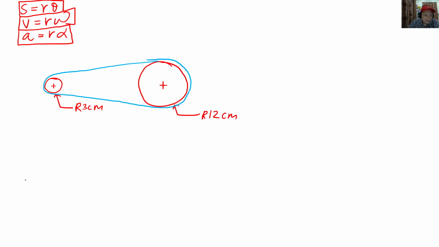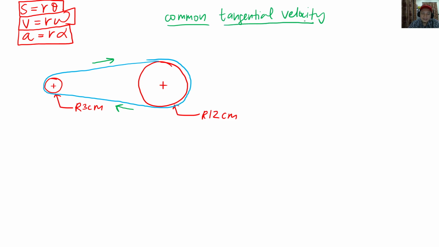So when you have something like a belt or a chain, the chain is a continuous object. This chain is continuous all around. So when the chain moves, it will share common tangential velocity. What do I mean by that?